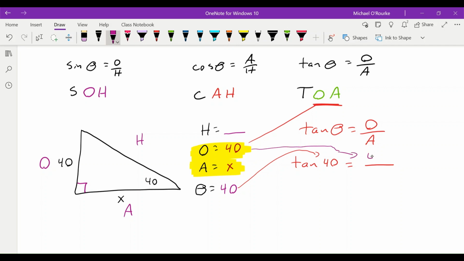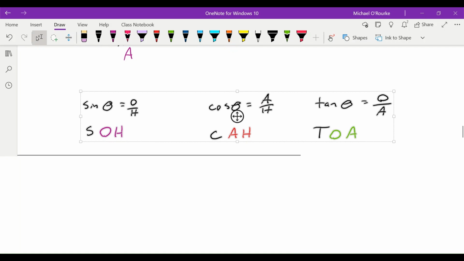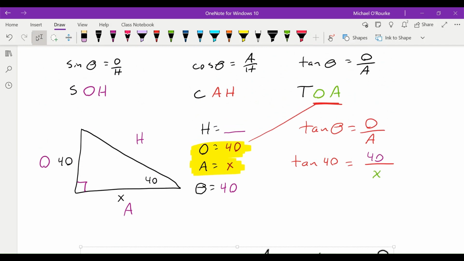Boom. So 40 is going to go there. And then my X is my adjacent. So I erase all my lines because that's really confusing. And boom, we've got it all set up to solve. So we're going to do a bunch of these for practice right now. Your goal, when I give you the next one, is to label it first, arrange what we know, pick out what we know to figure out if we're doing SOHCAH or TOA, and then fill it in.